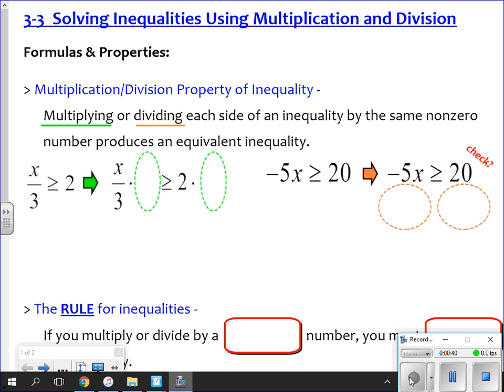Now, multiplying and dividing each side of an inequality by the same non-zero number produces an equivalent inequality. I can solve the same way. This gets solved the same way that you would if you were normally doing a multiplication problem. Okay?